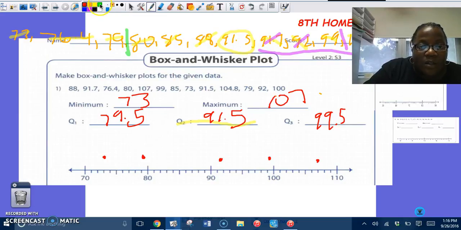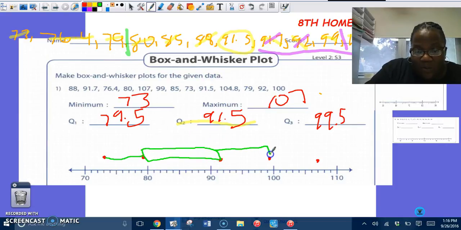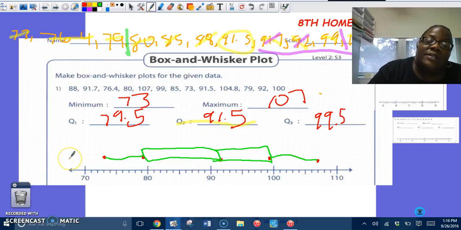All right. And then we have the first whisker connects the minimum to quartile 1. The first box connects quartile 1 to quartile 2. Next box connects quartile 2 to quartile 3. Last whisker connects quartile 3 to the max. So there we go. Alrighty. So that's all it takes in order to make that box and whisker plot.